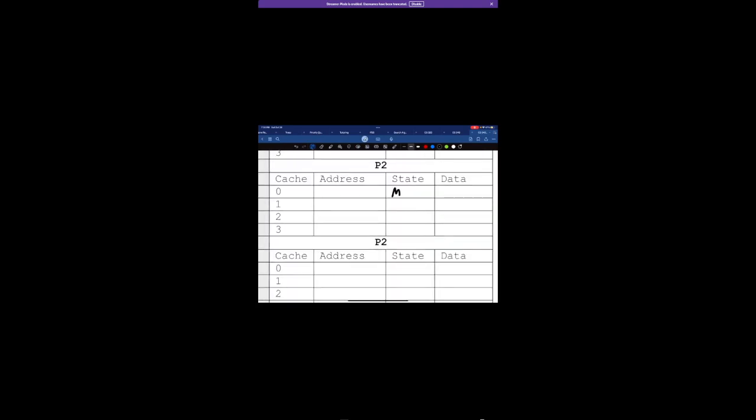And since we're not updating main memory, we're modified. Oh, I wrote that in the wrong spot. Where did the data 8 go? Hold on. I meant to do this here. Give me one second.